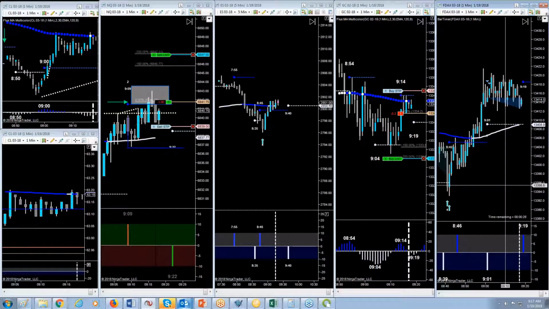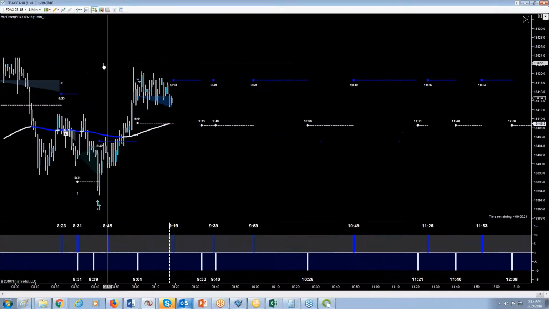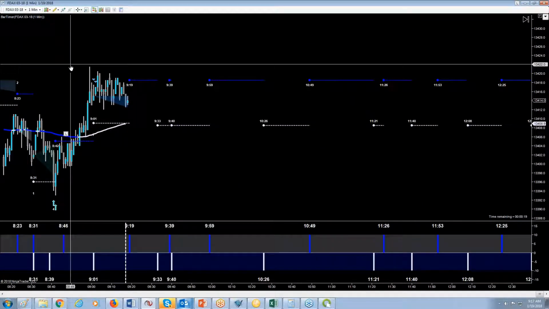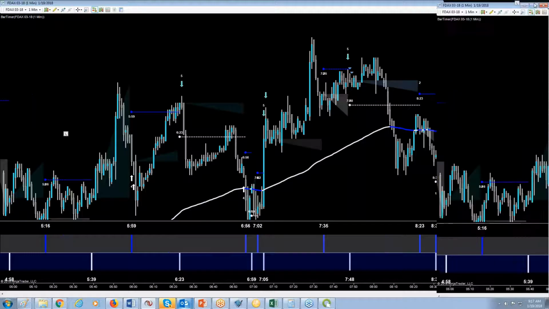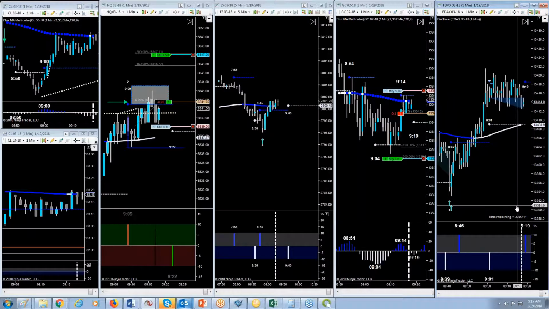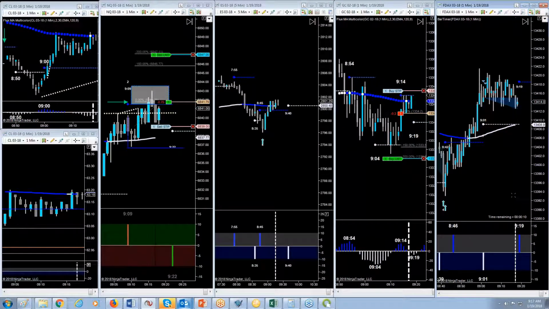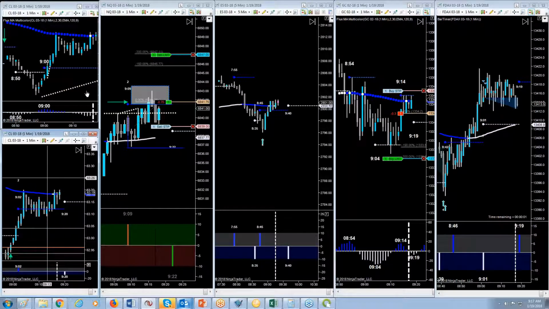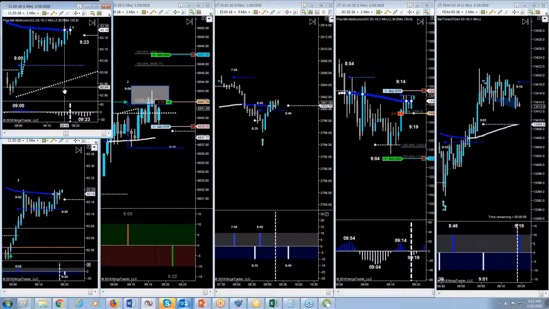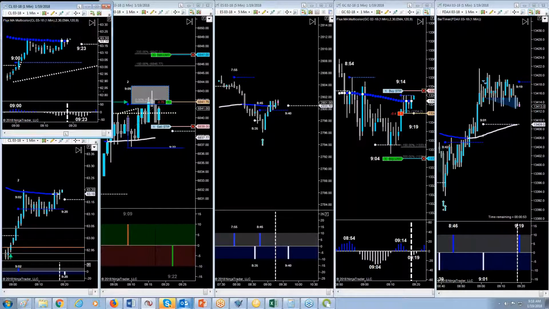Next signal on the DAX is at 9:19. We get a look at the DAX for the whole morning here. You can see the signals for the rest of the session here, just waiting for us, right? Okay. Next signal in crude is at 9:20. 9:23 on the prime.